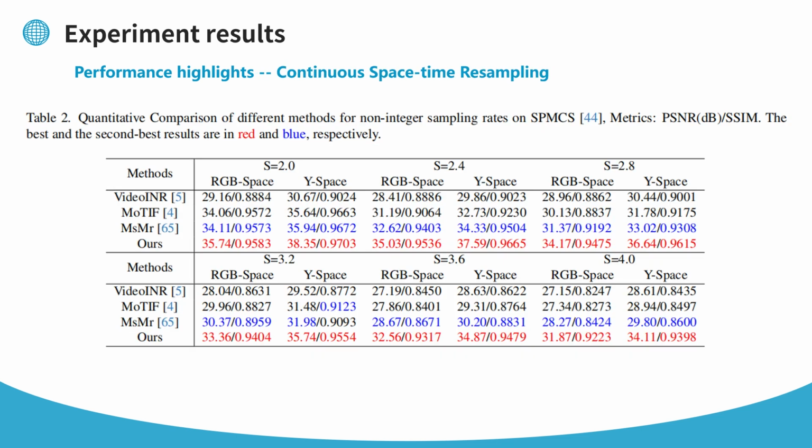We show results for continuous space-time resampling on the SPMCS dataset, with a temporal factor of 2 times and various non-integer spatial scaling factors S. As you can see, our method consistently outperforms other methods like VideoINR, MoTIF, and MSMA across all tested spatial scales from S equal to 2.0 to S equal to 4.0 in both RGB and Y space. For example, at S equal to 2.4, our method achieves 37.59 PSNR in Y space, while the next best is 34.33. This highlights the effectiveness of our 3D implicit modulation for flexible spatial scaling.